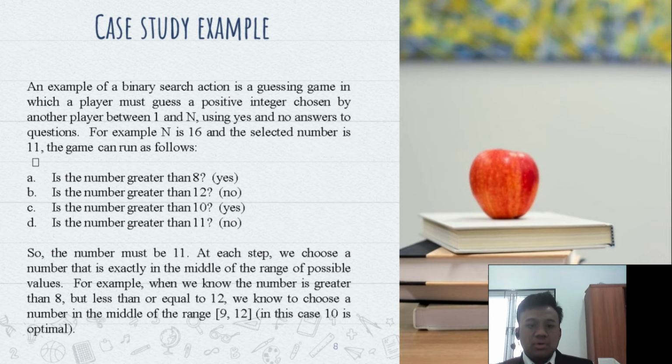At each step, we choose a number that is exactly in the middle of the range of possible values. For example, when we know the number is greater than 8 but less than or equal to 12, we know to choose a number in the middle of the range 9 to 12. In this case, 10 is optimal.